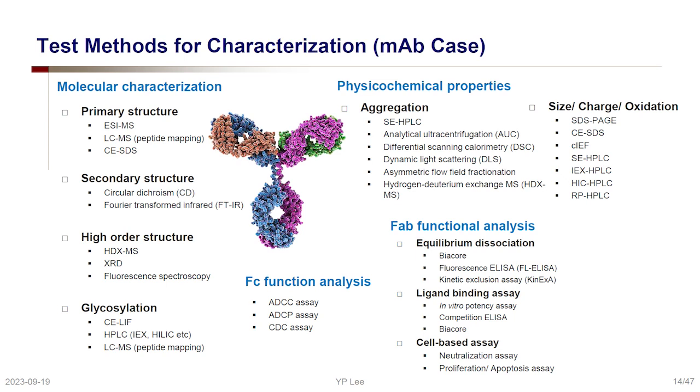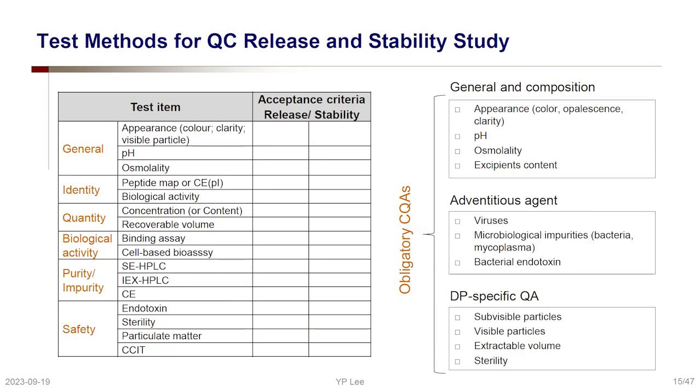And glycosylation, for example, of the protein needs to be analyzed, and of course the physicochemical methods: aggregation and product variants, which include size, charge, and oxidation, need test methods. And for the biological activity, for example, antibody function, binding assays and cell-based assays are basically needed. And Fc function, if there is Fc function, then the binding assay for that and cell-based assays are required.